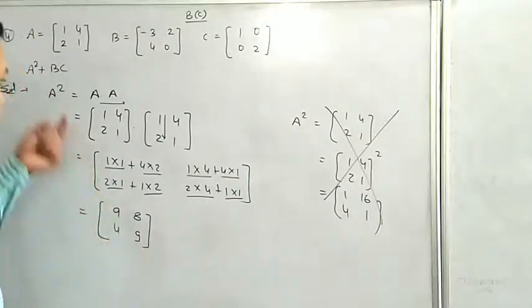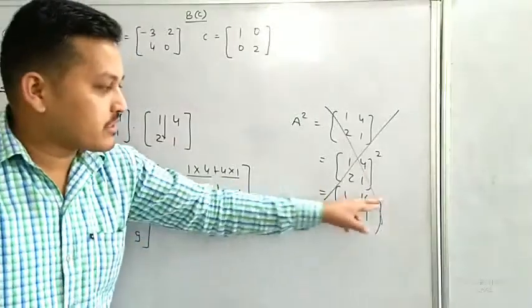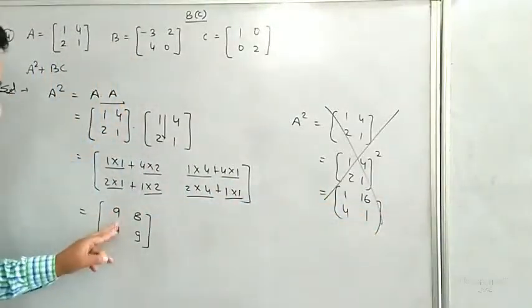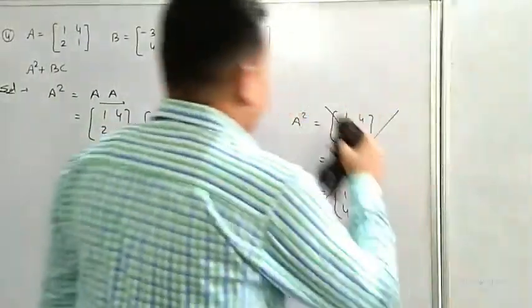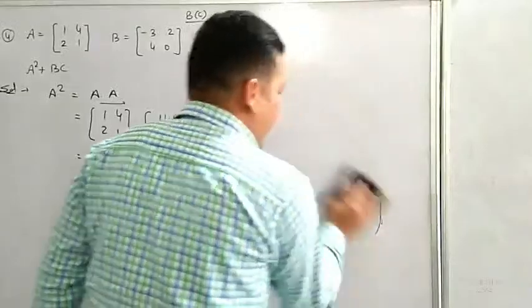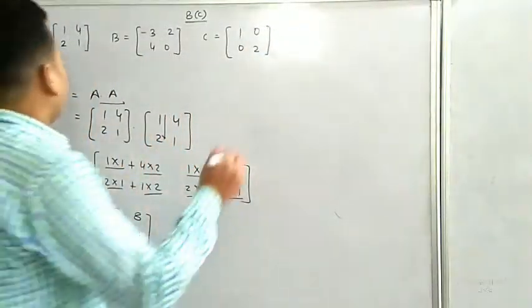So now check it. A into A and the element-wise square, are both the same? No sir, this is 1 4 16 1 and this is 9 4 4 9. It means this way is wrong. Squaring each element is the wrong way to find A square. So this is the value of A square.